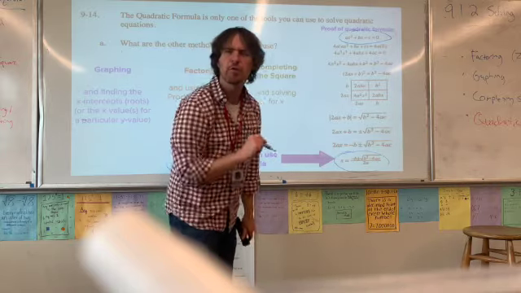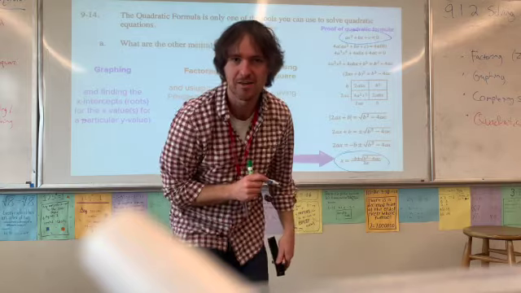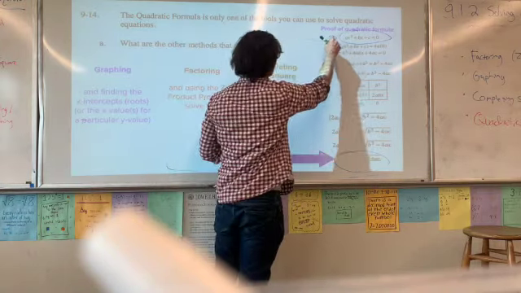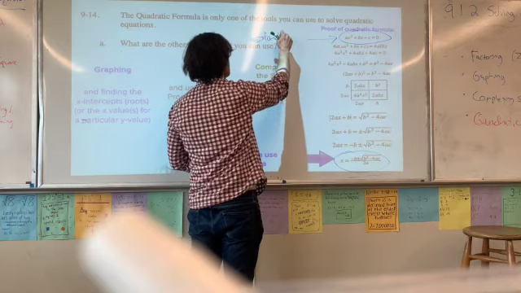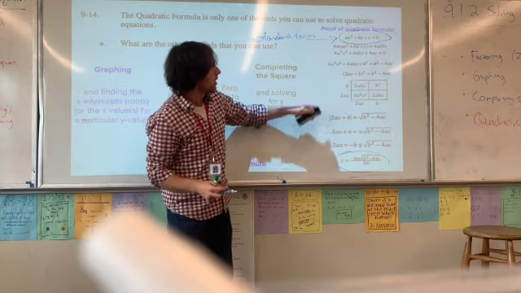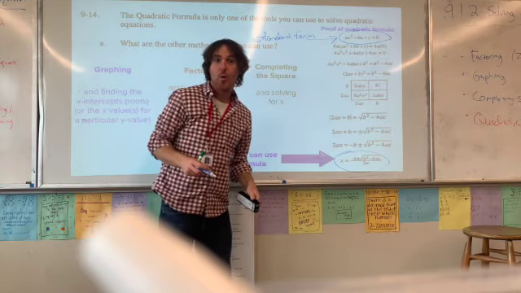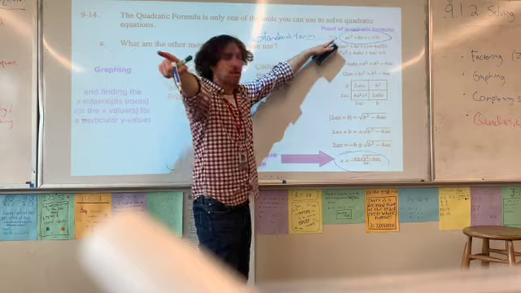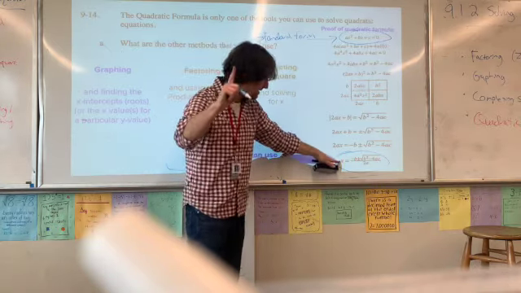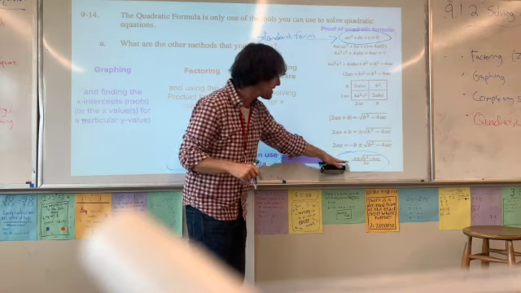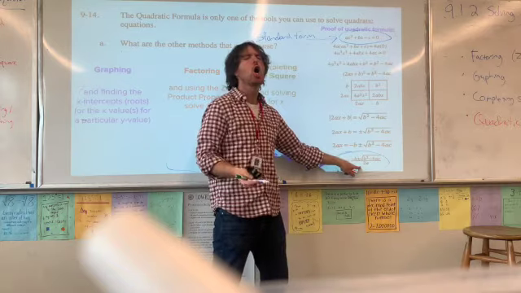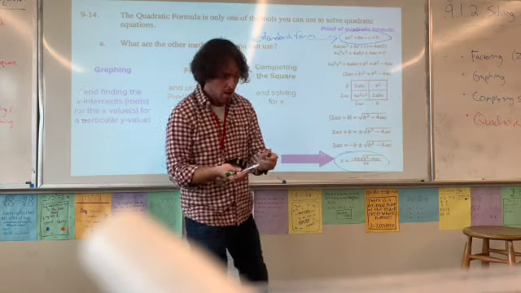Actually, wait, what form do you need to have the equation in to use the quadratic formula? That's right, standard form. So in standard form, when ax squared plus bx plus c equals 0, we can make a case that this is where my solutions are: x equals negative b plus or minus the square root of b squared minus 4ac all over 2a. And why is that the case?